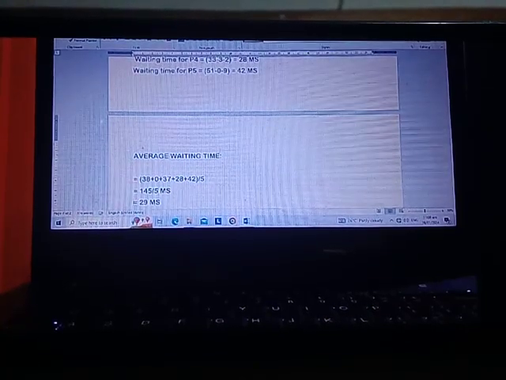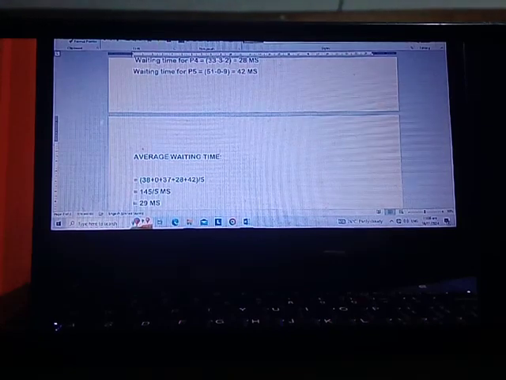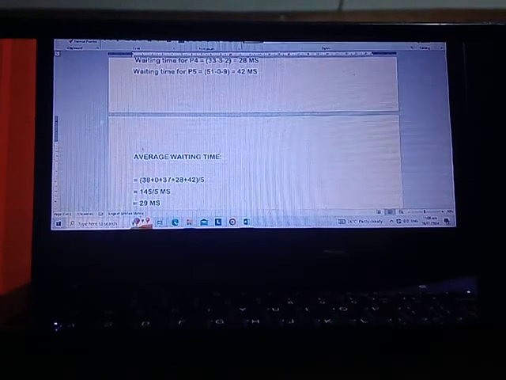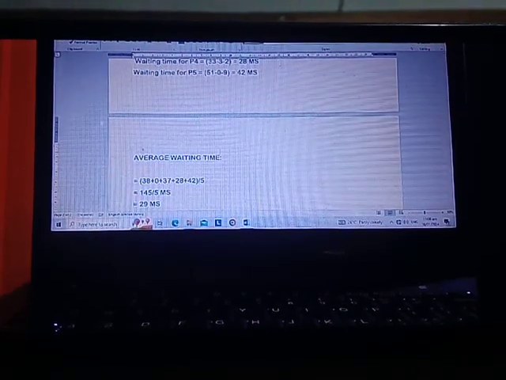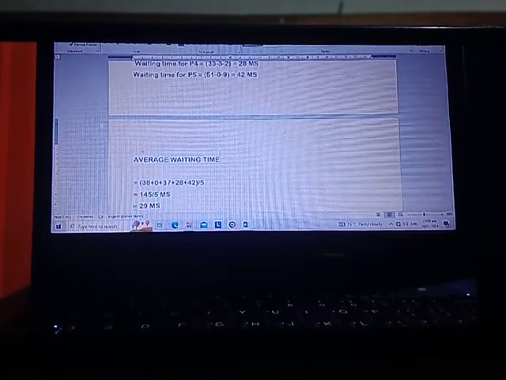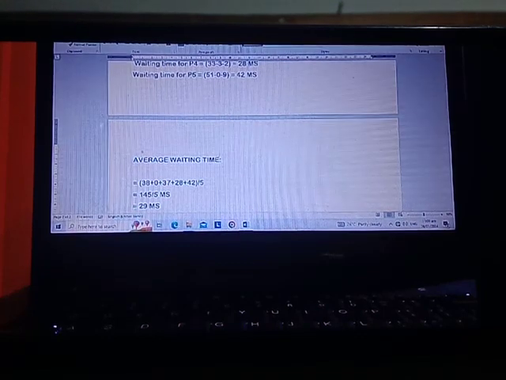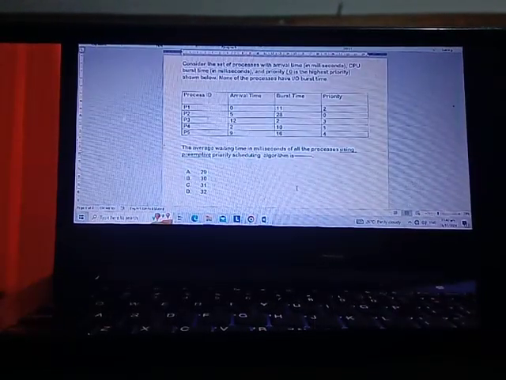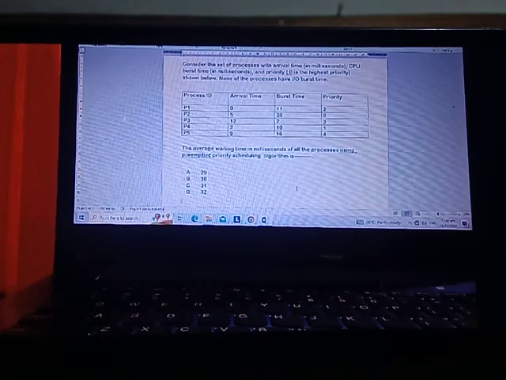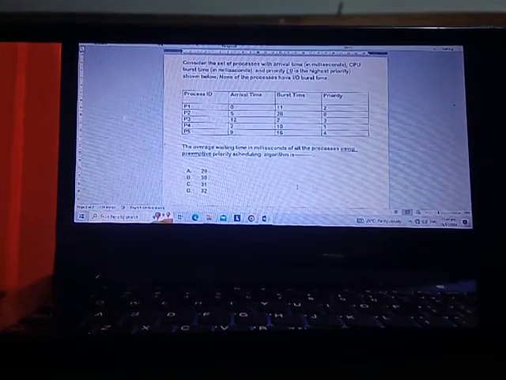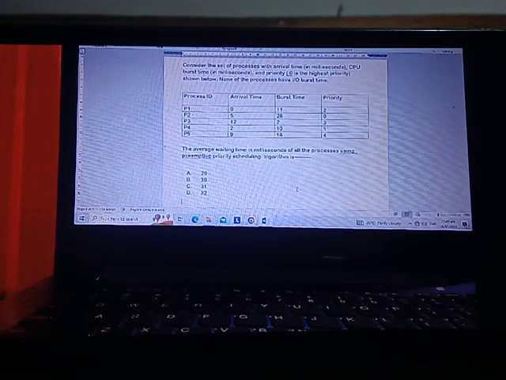Now, calculation of the average waiting time is very easy. The average waiting time is 38 plus 0 plus 37 plus 28 plus 42 divided by the number of processes, which is 5. So that gives us 145 divided by 5, which is 29 milliseconds. So this is the answer to our question. So let's see if we have this 29 milliseconds in our options. If we see our question, option A is 29 milliseconds. So the answer to the question is option A, which is the 29 milliseconds that we have just calculated.